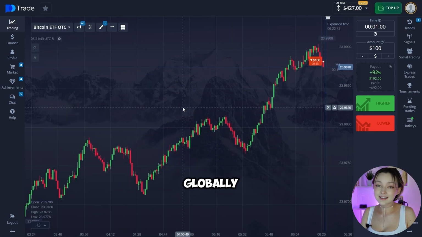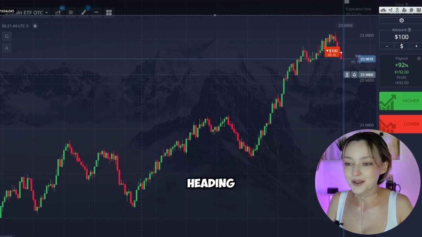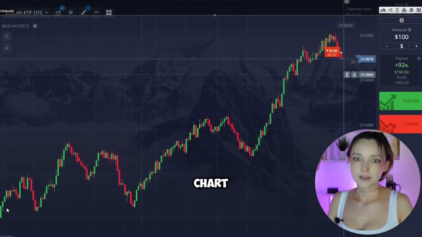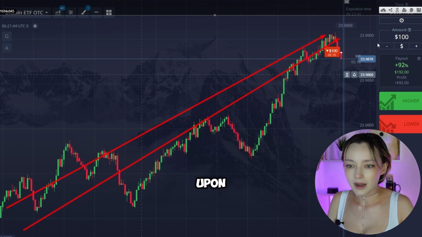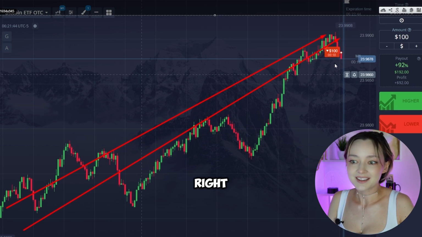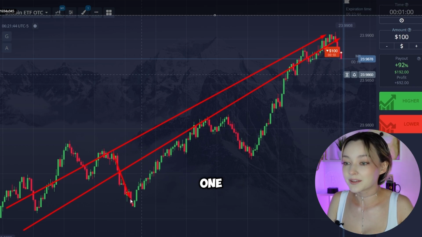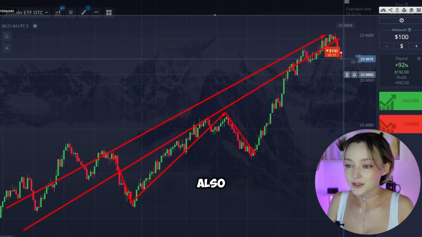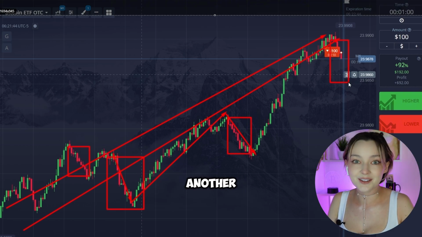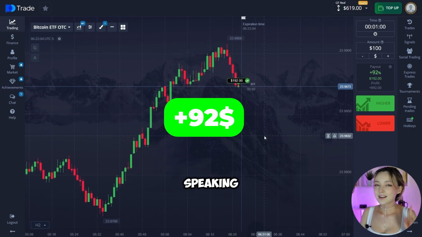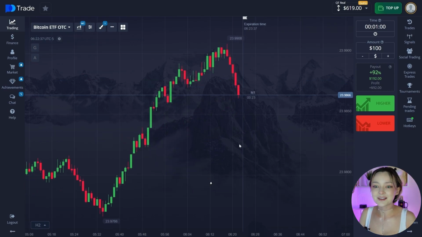As you can see, globally the chart is rising, it's heading up. Any globally rising chart should be followed by, or should stumble upon, corrections. There was one right here, another tiny one right here, also here, and we're planning to witness another one now. And speaking of, our trade already closed in a profit.